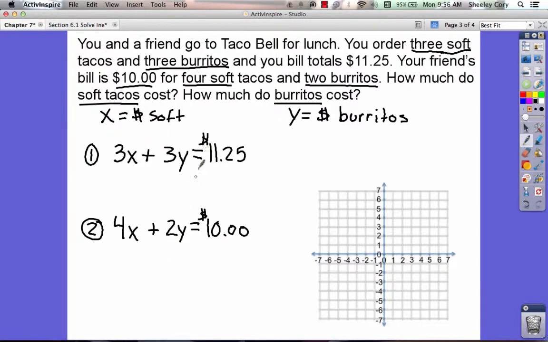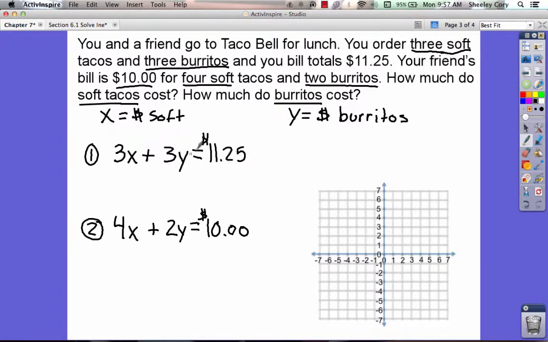But if we have 2 equations, and we have 2 variables that are the exact same, so X means the same thing in both equations, Y means the same thing. 2 equations and 2 unknowns, we can actually solve and figure out what the cost for X is and the cost for Y is. We can do it using different methods, but the method we're using this time is graphing. So we need to graph this equation.